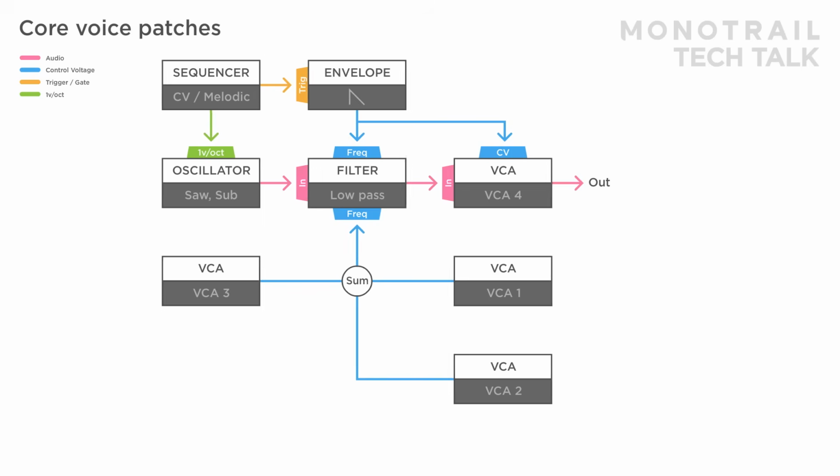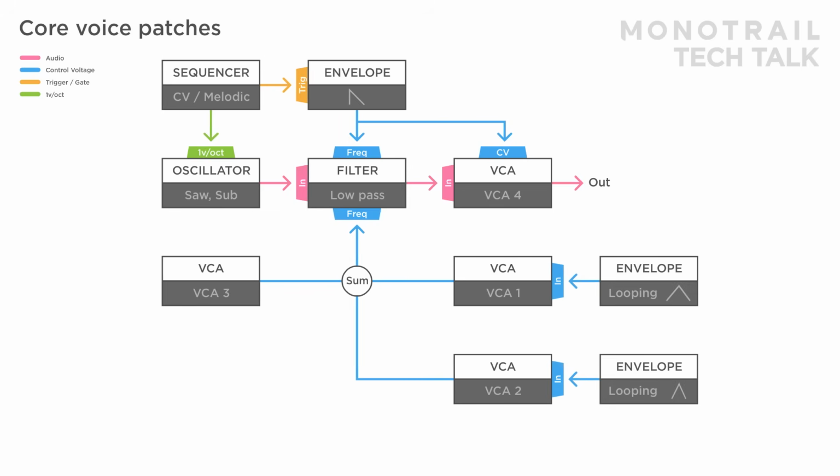stack modulation. A slow and medium speed looping envelope are used as LFOs and sent to the first 2 VCAs. And the sub-octave output of the oscillator is sent to the 3rd VCA. To add more depth to this patch, that VCA is modulated with the 4th envelope set to a slow looping mode.